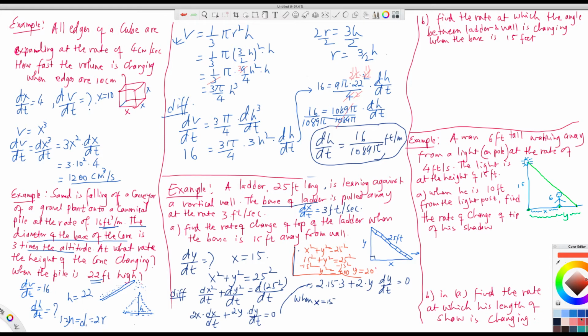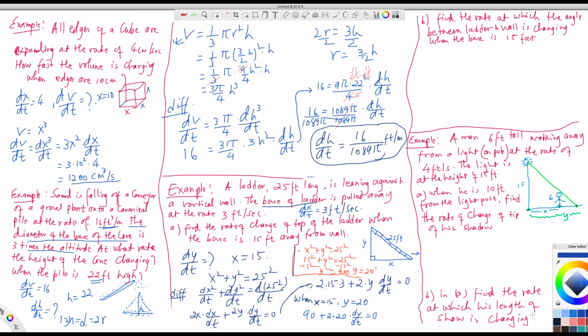Let me write that down. In that case, when x is 15, y will be 20. Okay, and I will plug that in. So how much is that? 15 times 2 is 30, times 3 is 90, plus 2 times 20 times dy over dt equals 0.